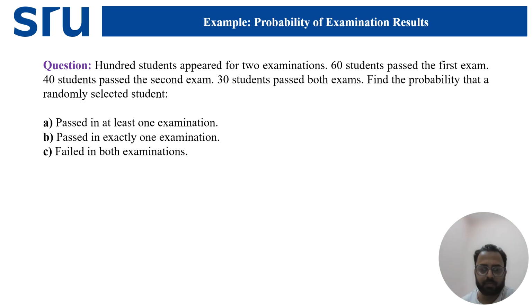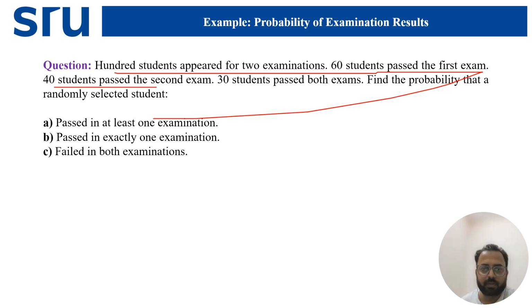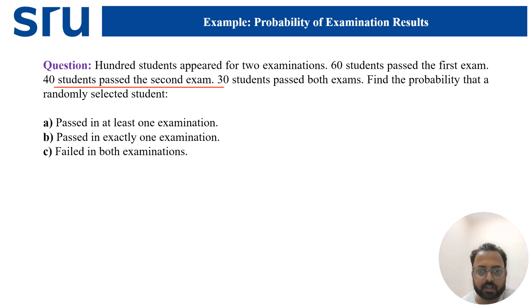So now come to the next problem. In this problem, it is given 100 students appeared for two examinations, 60 students passed the first exam, and 40 students passed the second exam. 30 students passed both exams. Find the probability that a randomly selected student passed in at least one examination, second, passed in exactly one examination, and third, failed in both examinations.